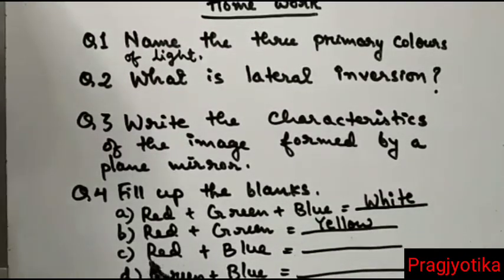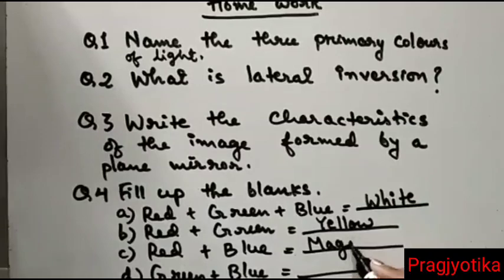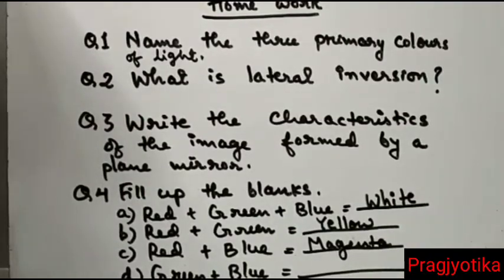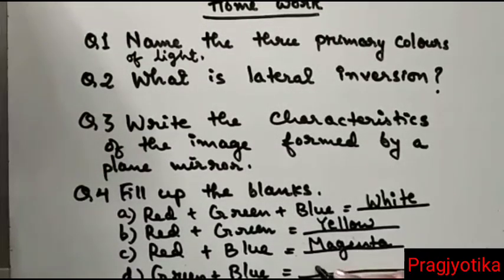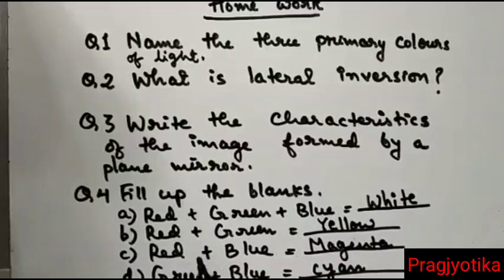Then come to number C. Red plus blue color. Red plus blue is equal to magenta color. Magenta. And the last question is green plus blue is equal to what? Green plus blue, cyan color, which is a light blue color. And this white color is obtained by adding red, green and blue, and this yellow, magenta, cyan, they are also obtained by adding different primary colors.